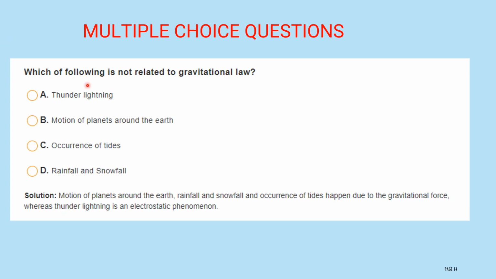Which of the following is not related to gravitational law? Option A, thunder lightning. Option B, motion of planet around the sun. Option C, occurrence of tides. Option D, rainfall and snowfall.